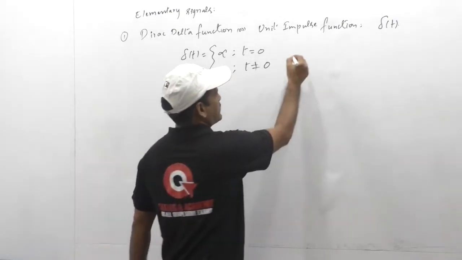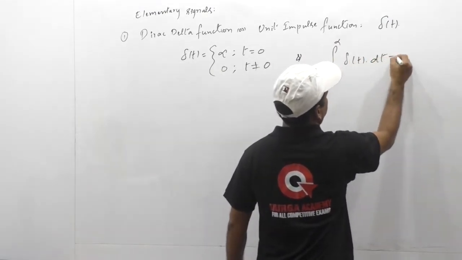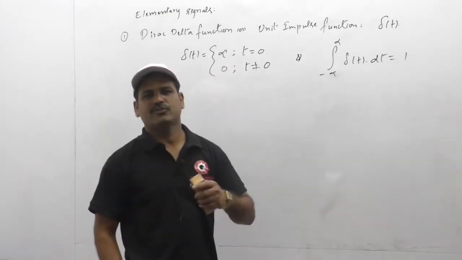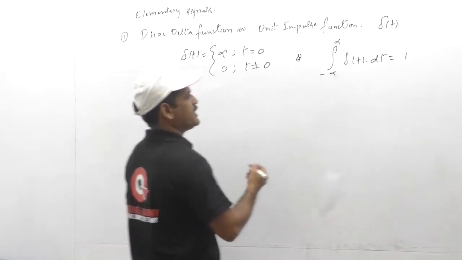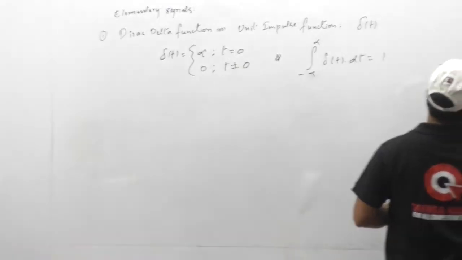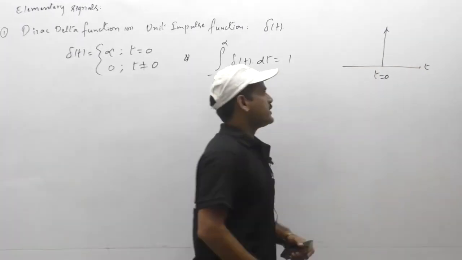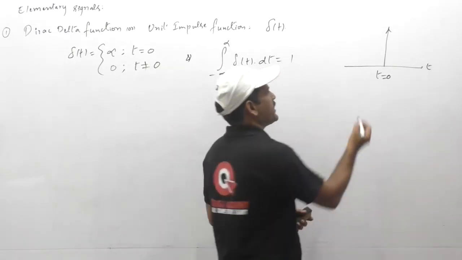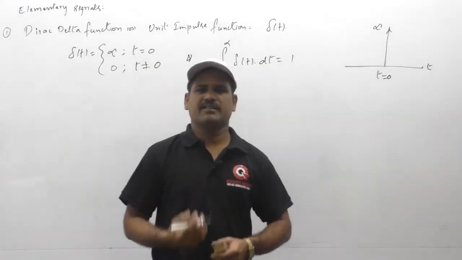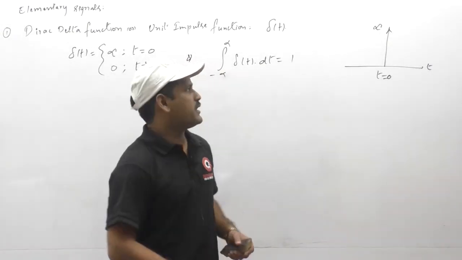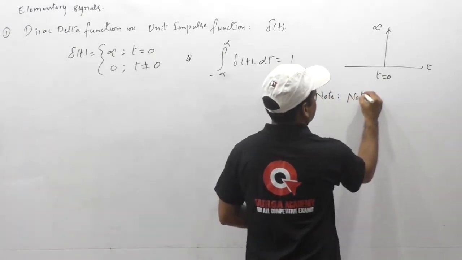Along with this expression, we have to consider that the integral from minus infinity to plus infinity of del of t dt should be equal to 1. Combined, these two expressions define the Dirac delta function, and this function is graphically represented with one arrow mark at t is equal to 0. The arrow mark indicates the amplitude can go up to infinity, and we know that we cannot generate a signal with infinite amplitude, so the impulse signal is not a practical signal.